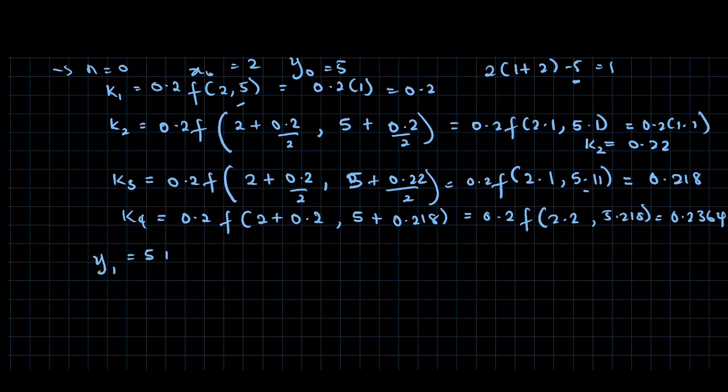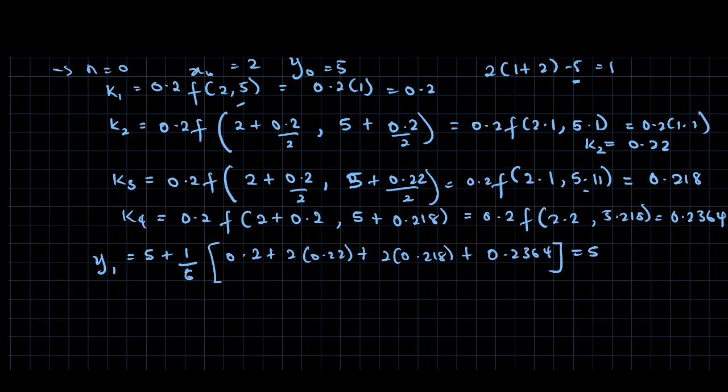So now that we have k1 to k4, we can simply substitute back into the equation. It's going to be 5 plus 1 over 6, that's yn, which in this case is y naught, which is 5, plus 1 over 6 times k1, which is 0.2, plus 2 times k2, 0.22, plus 2 times k3, 0.218, plus k4, 0.2364. And this is going to give you 5.218733.